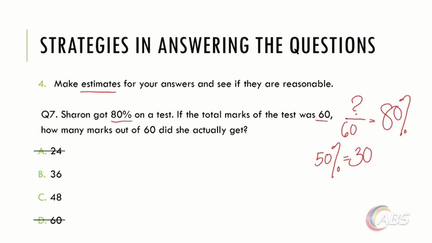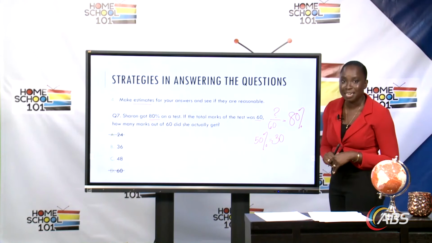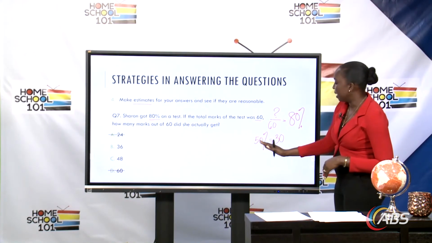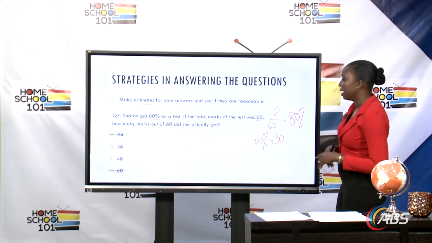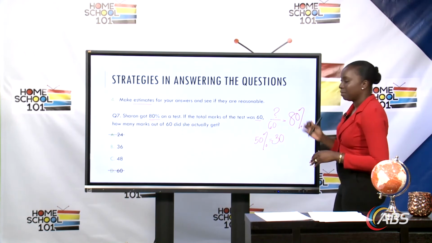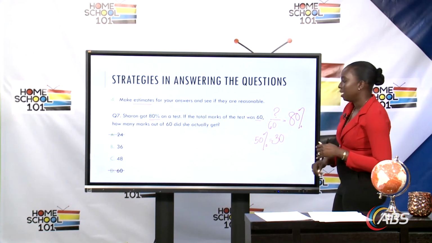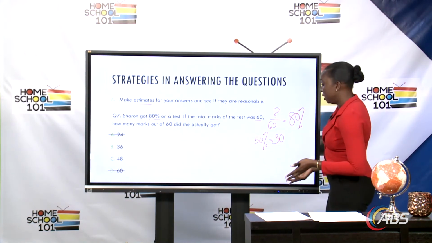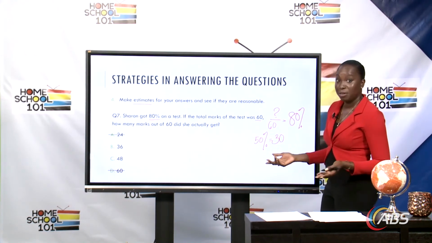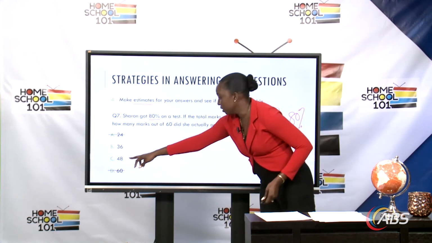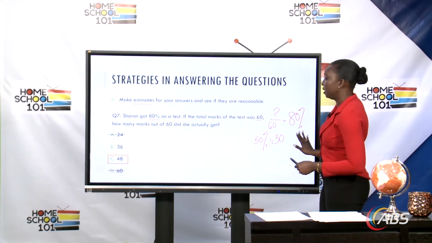Going back to our 50%, we can even go further and eliminate another one, because if we make a relation between 50% and 80%, 80% is actually closer to 100% than it is to 50%. And so, by way of elimination and estimation, we can guess that the answer is C, which is 48.